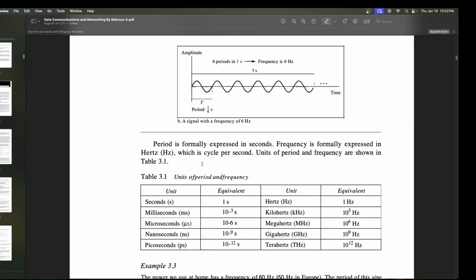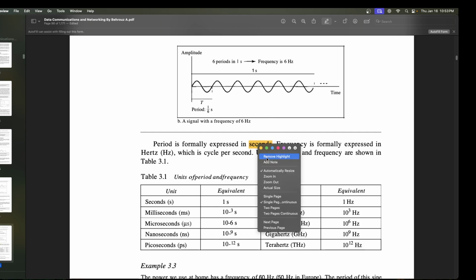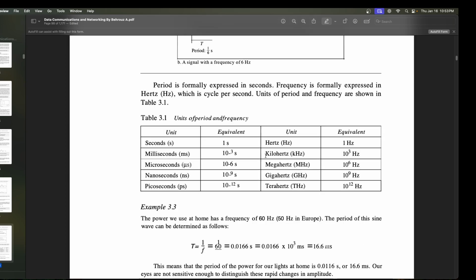The period is formally expressed in seconds, and frequency is formally expressed in hertz, which is cycles per second. So if you take the inverse of seconds, it will be cycles per second. 1 second corresponds to 1 hertz. These are units: millisecond, microsecond, nano, and pico. Kilo is 3, mega is 6, giga is 9, tera is 12.